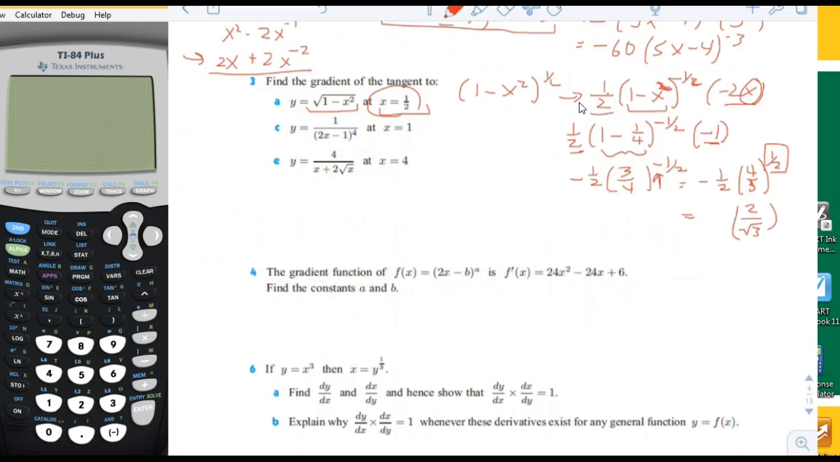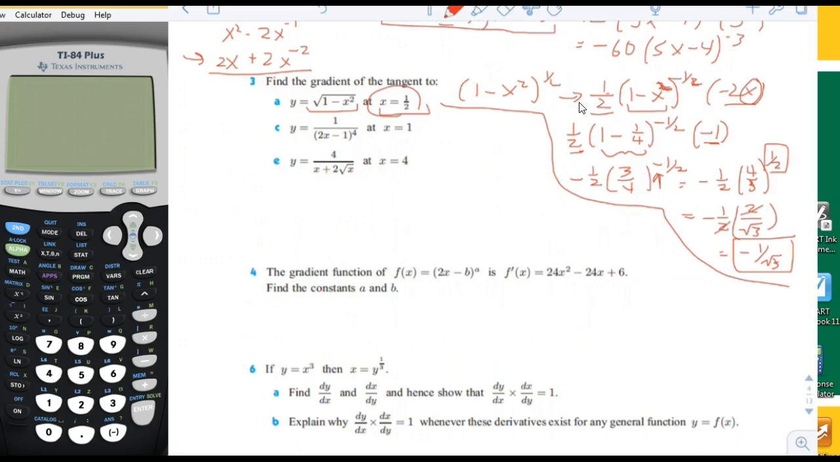And then I'm going to multiply it times negative 1/2. So the 2's cancel out, and I end up with negative 1 over square root of 3. Okay, so after all that work, that is the gradient of the tangent for part A.